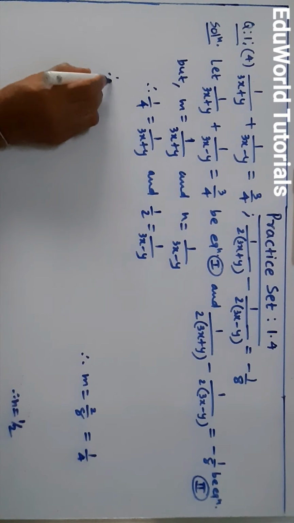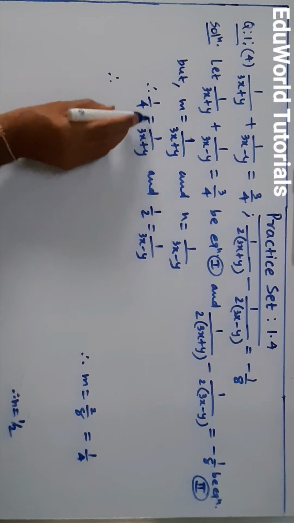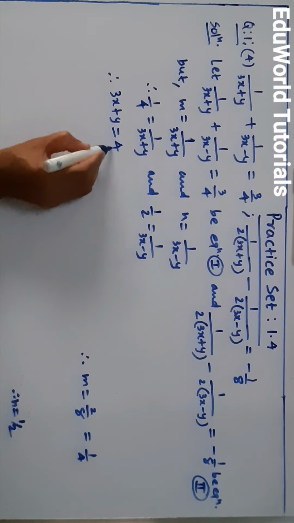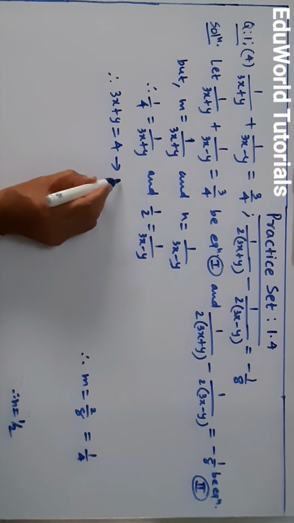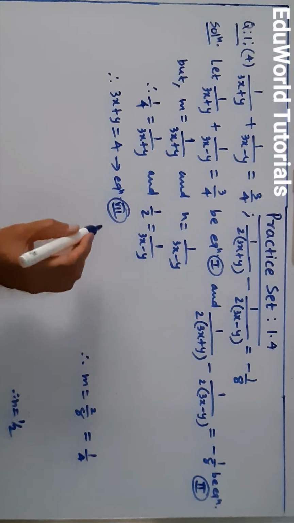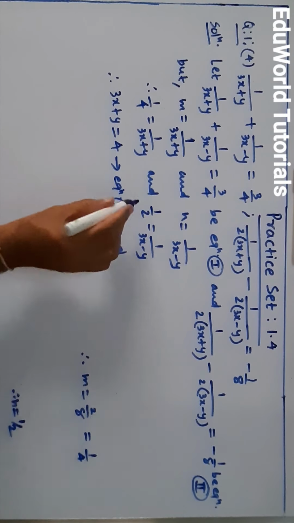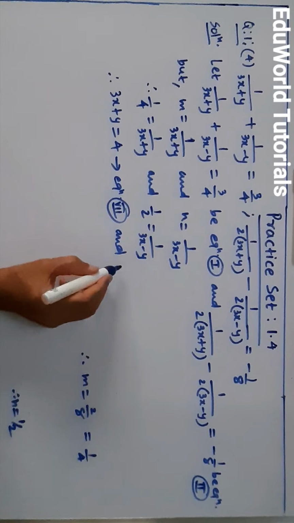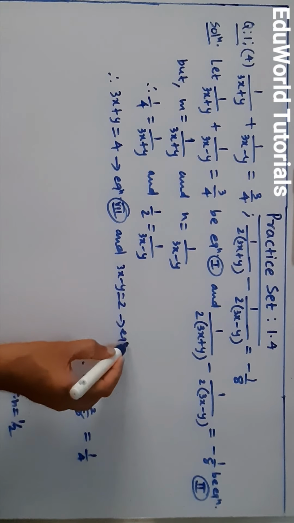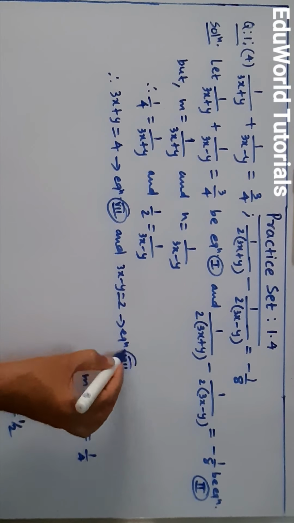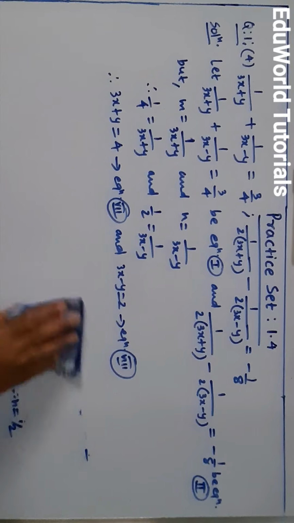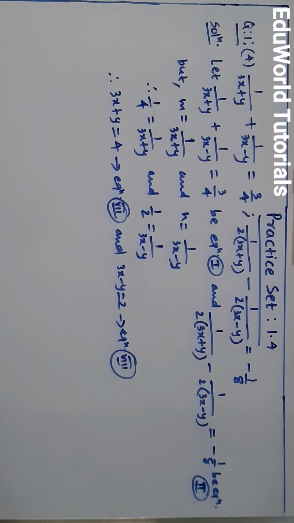On cross multiplying, I will get the actual equation. 3x plus y is equal to 4. This is the new equation, equation number 7. Up to 6 we have numbered them. Now this is 7th. And here on cross multiplying, I will get 3x minus y equal to 2. This is equation number 8. Now solving these two equations will give me the final answer.